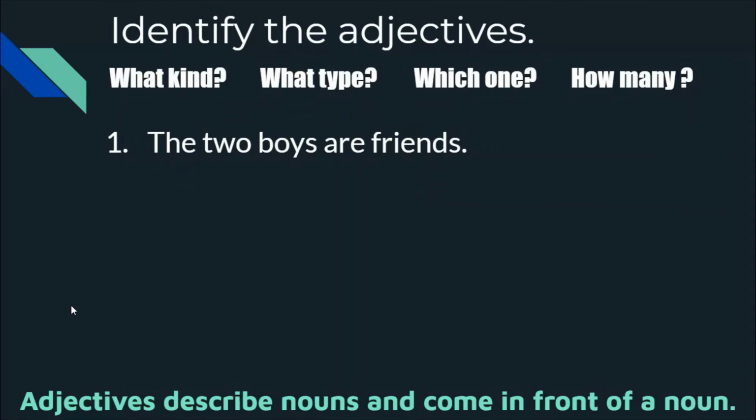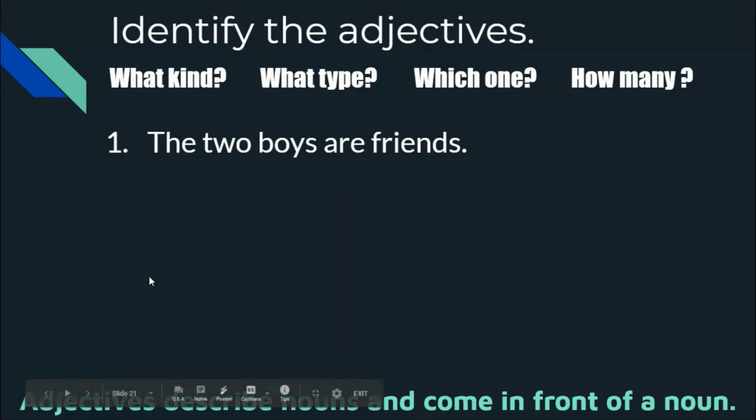So let's go ahead and do this activity. Let's identify adjectives together. So let's do number one. The two boys are friends. So which one is, let's go ahead and identify the nouns first. How about that? Okay, so boys and friends, right? Those are nouns. That's right.